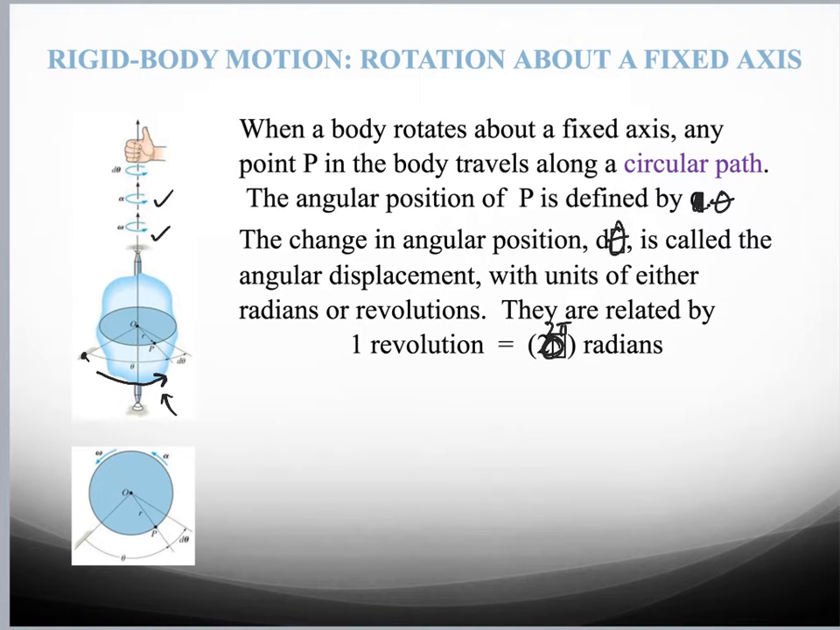We're measuring our displacement in terms of an angle. We're going to call that angle theta. We can also look at changes in theta. And we also want to remind ourselves of the relationship between our angle theta and revolutions. So 1 revolution is 2 pi radians. When we're talking about rotation, we measure things with radians.